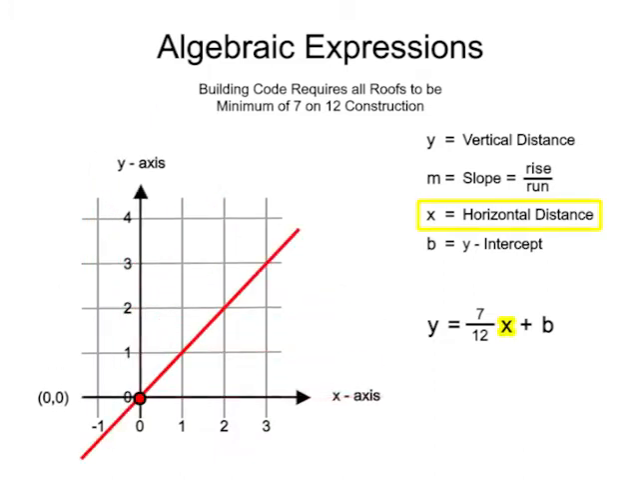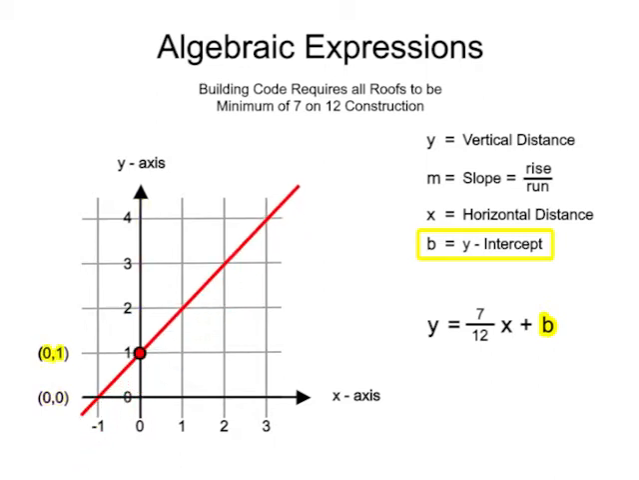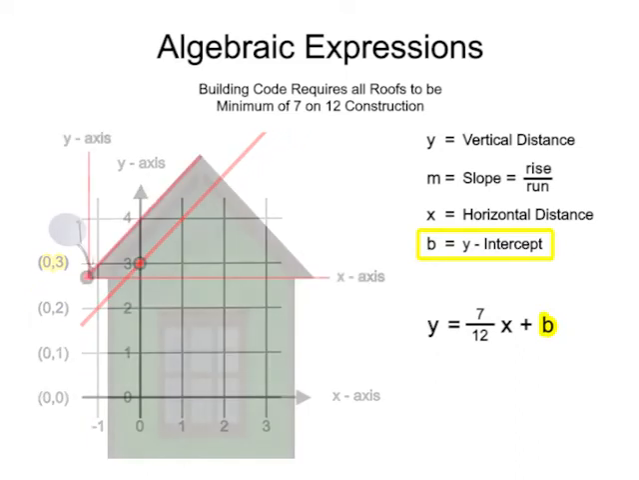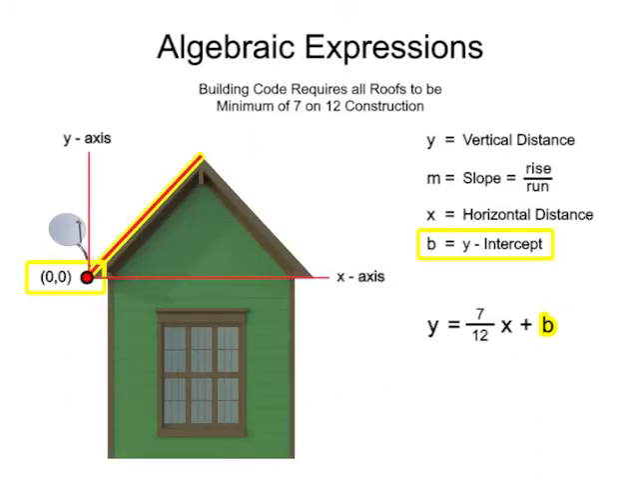X represents the horizontal distance and b is the y-intercept of the line. The y-intercept is the point at which the line crosses the y-axis. This point will always have an x-coordinate of 0 since it's vertically aligned with the origin. But the y-intercept can change depending upon where the line crosses the y-axis. Since we chose to put our origin at the eave of the house, which is where the roof starts, the roof line crosses the y-axis at the origin, which has the coordinates 0, 0. The y-intercept, b, is the y-coordinate at this point, which is 0.